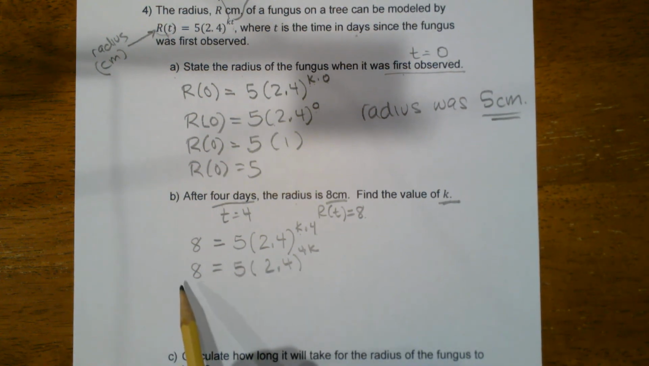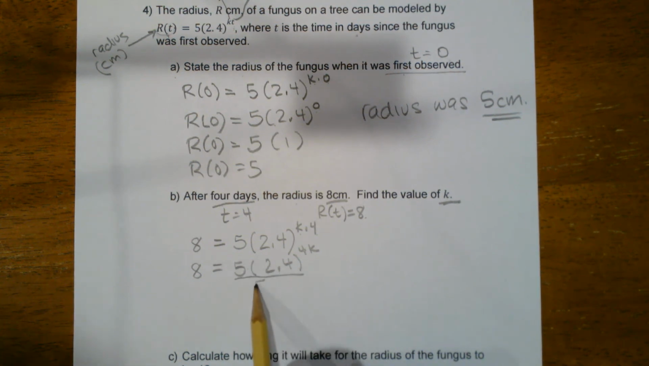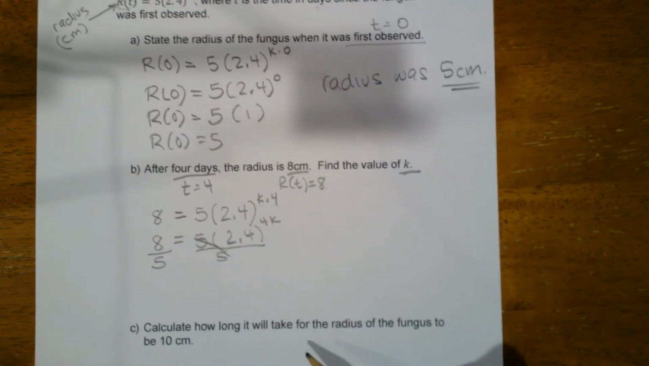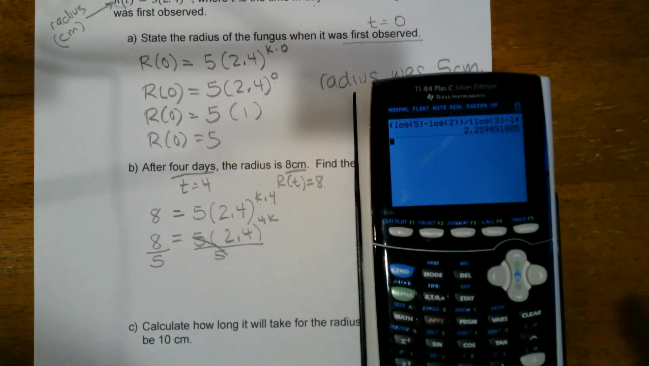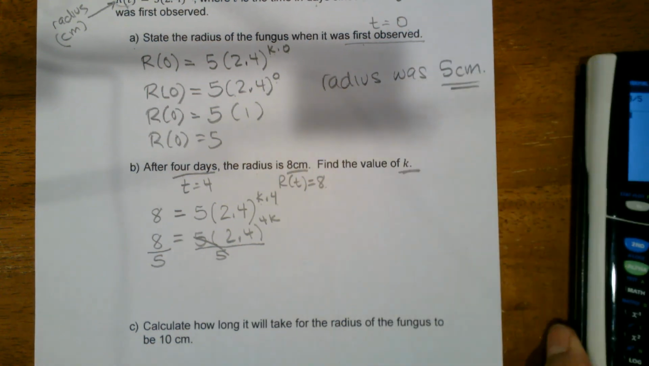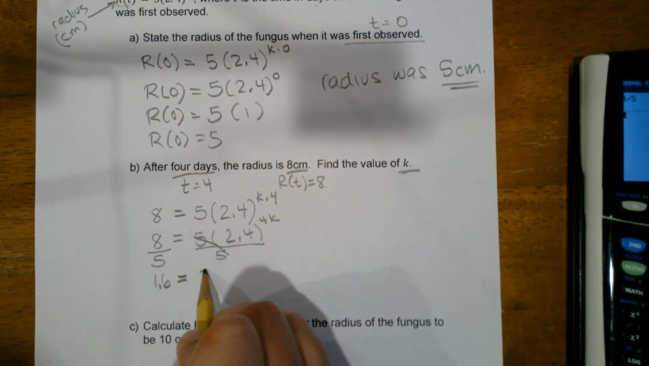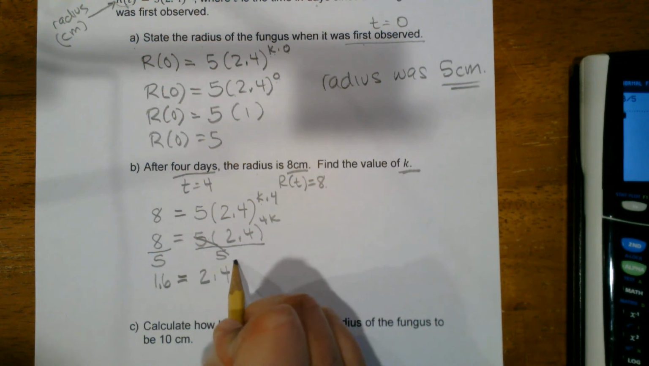Let's just multiply it out. I don't want to have to do a double log or anything, so we can just divide by 5. Let's just start using decimals from the get-go here. We're doing a real-world problem, and real-world problems are always going to end up in decimals. So 8 divided by 5 is going to be 1.6. I just divided both sides, so I'm at 1.6 equals 2.4 to the 4K.